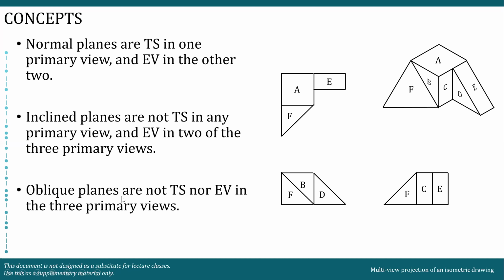Lastly, oblique planes, hindi mo siya makikitang edge view kahit saan sa mga primary views. As an example, you have here plane F. Plane F, if you look from above, makikita mo siya. If you look from the front, makikita mo siya. If you look from the right side view, makikita mo siya. So it can never be seen as edge view in your primary views. Therefore, we identify it as an oblique plane.